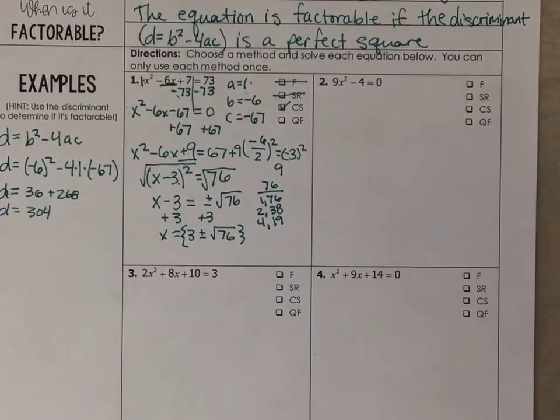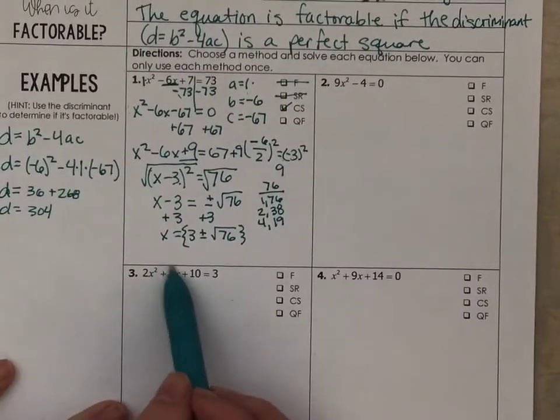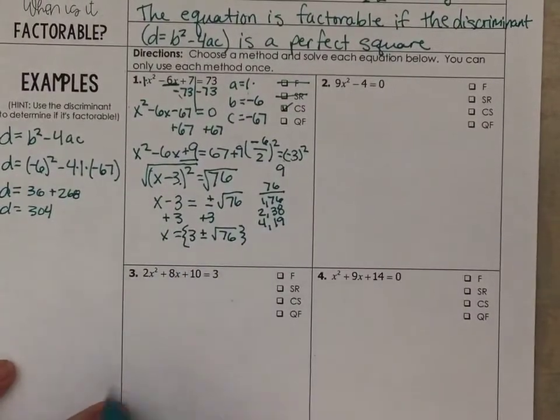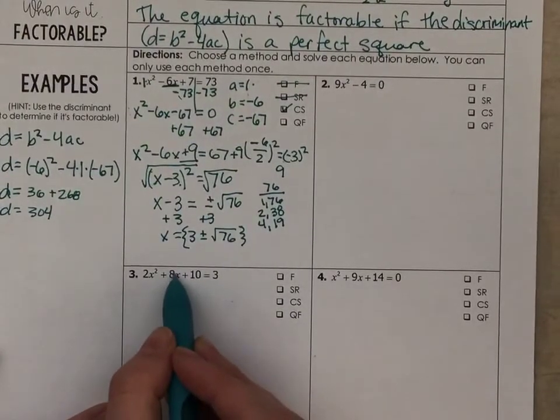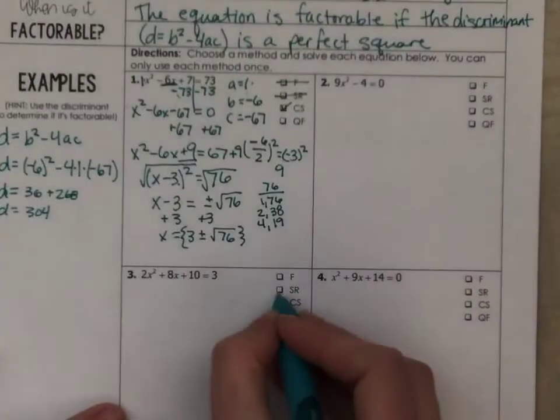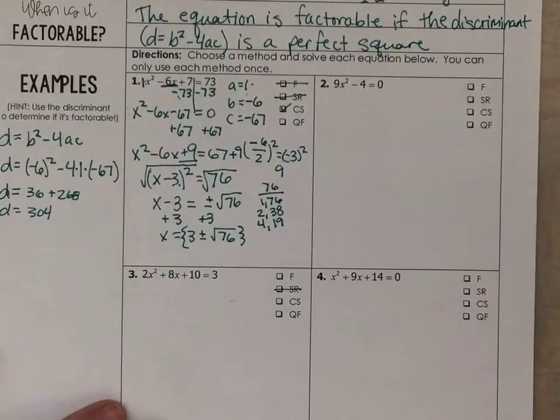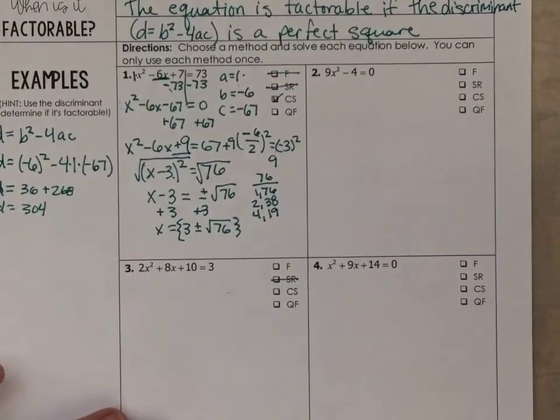So if we have a problem like number 3, there's a couple of things we notice right away. First thing is that we have 3 terms. We have x squared, x, and a plain number, even though they're separated right now. Since I have an x in the middle, I know that I can't use the square root method because I can't have that x term if that was the case.